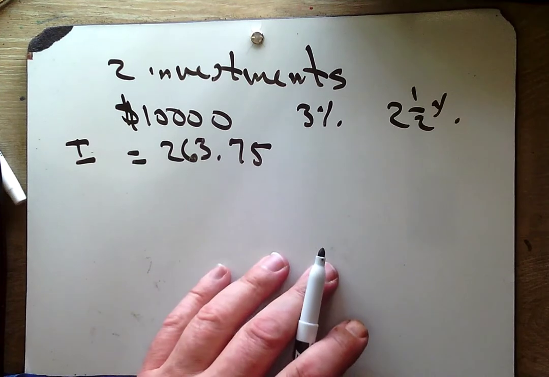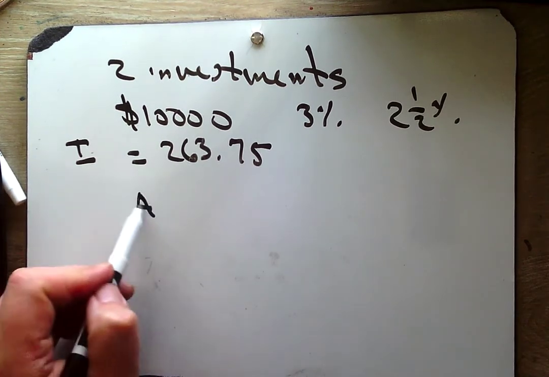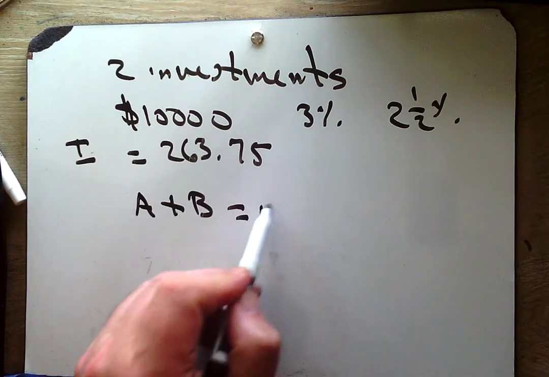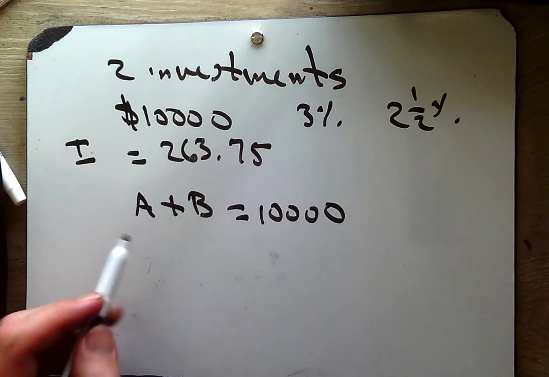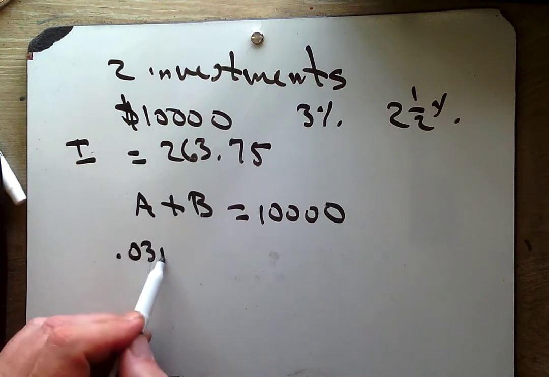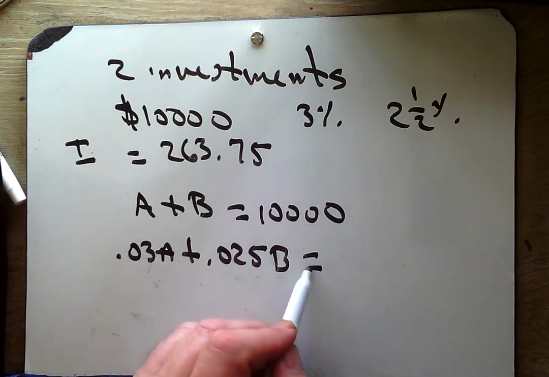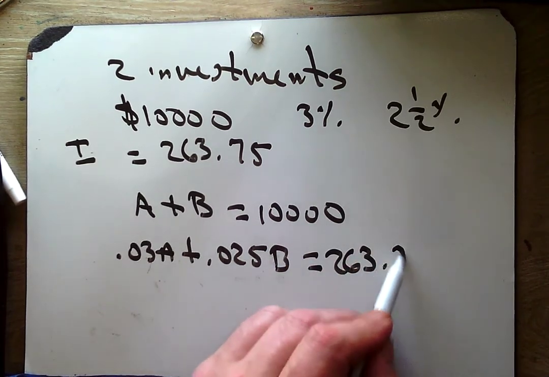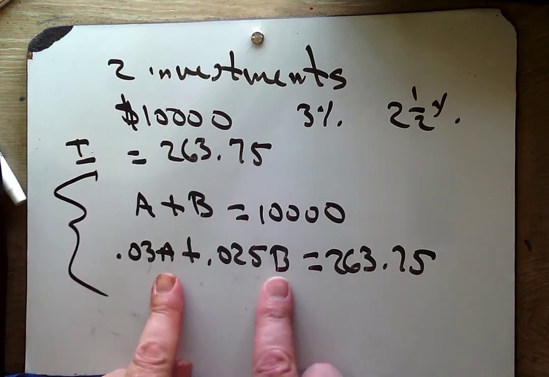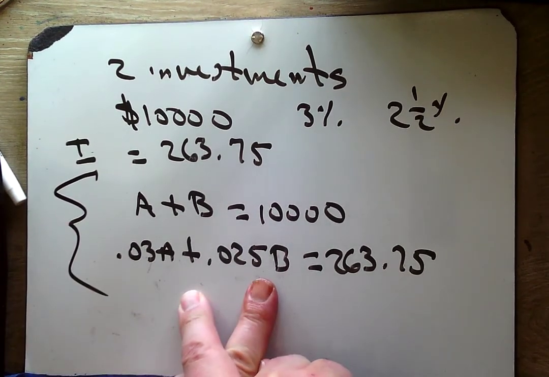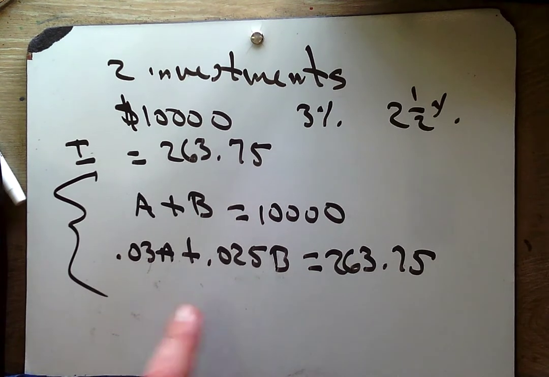Just want to make sure everyone's got the right system here. So I've got A plus B equals 10,000. That's my quantity equation. Now my value equation, 0.03A plus 0.025B equals 263.75. So there's my system. And of course, you could have these flipped, and that won't matter. Now, go solve it.